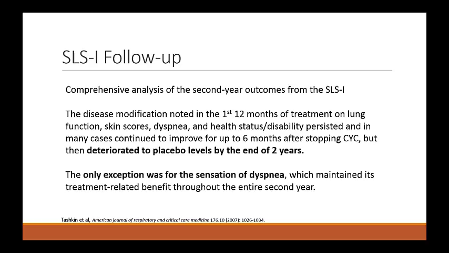A year after that, I think it was 2008, the same authors, and this is Tashkin, came out with another paper, and this time they focused on the comprehensive analysis of their 24-month data. What they found here was that the improvements you saw within the first 12 months had mostly dissipated by the time it was 24 months. The only thing that persisted as an improvement was dyspnea scores.